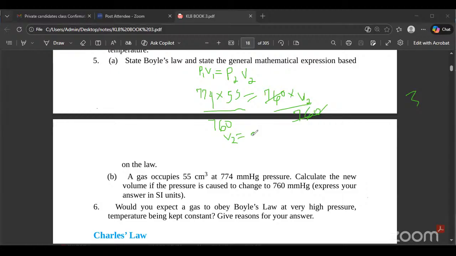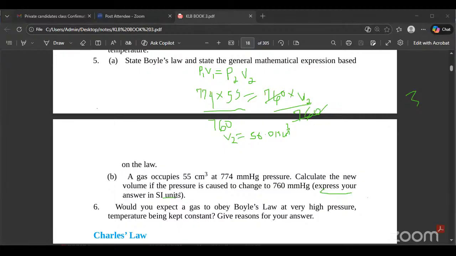So the answer is actually 56.03, 001, 013. And then remember the units were centimeters cubed. The reason I'm writing the units here is because now I want us to convert. So this question is saying express your answer in SI units.